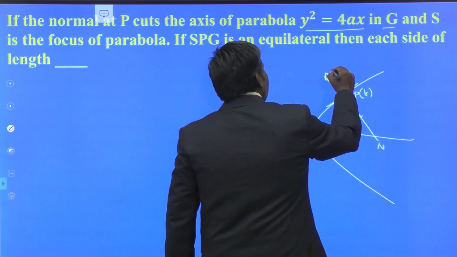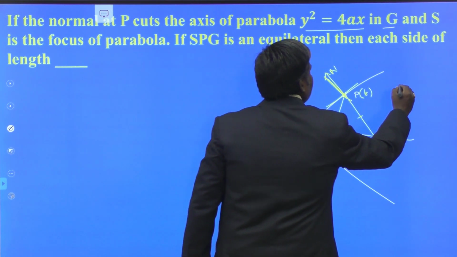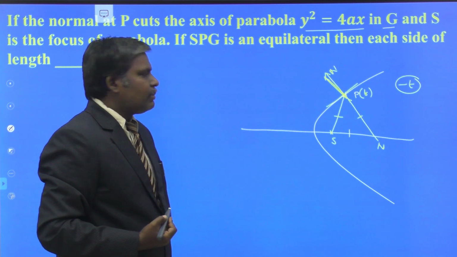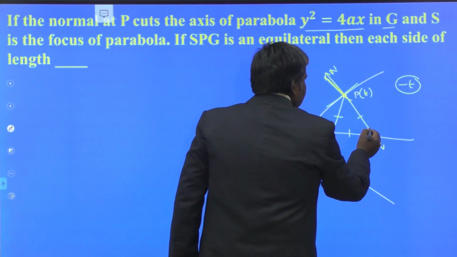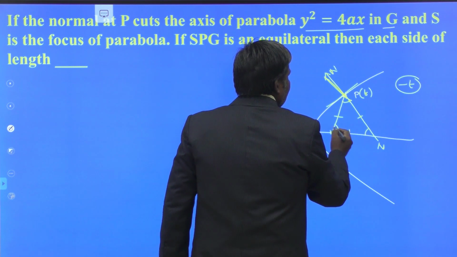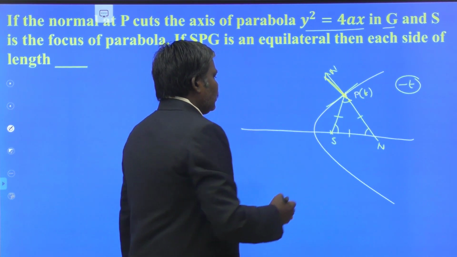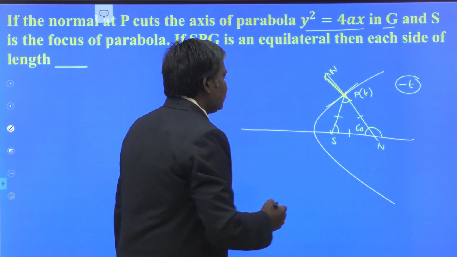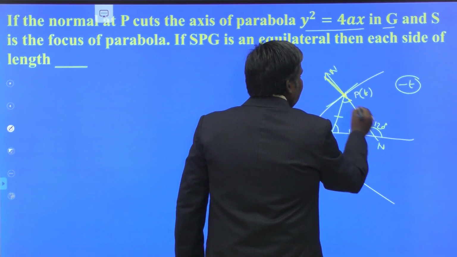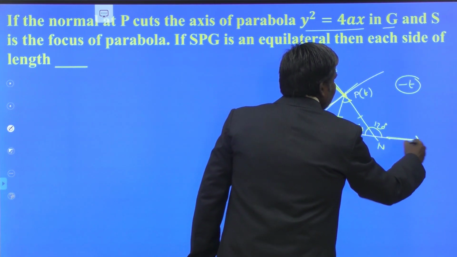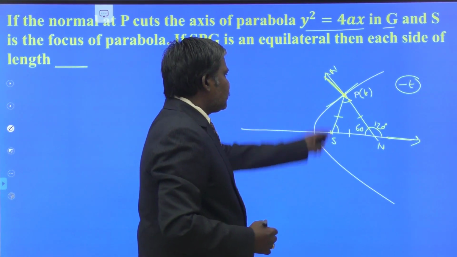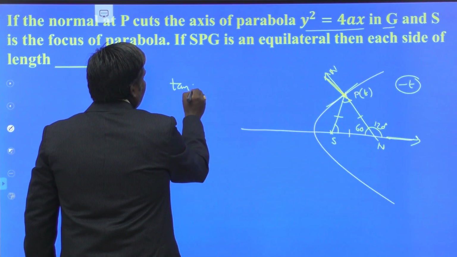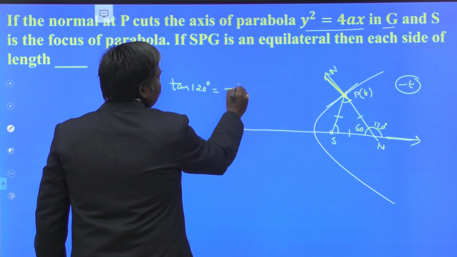Now what is the slope of the normal, my dears, at P of t? Minus t. Slope of the normal at P of t to the parabola is what? Minus t. What is the angle here? The triangle is equilateral, so the three angles are 60, 60, 60. When it is 60 degrees, what about this angle? 120 degrees. So this line makes an angle of 120 degrees with the positive direction of the x-axis. That means the slope of the normal is what? Tan 120.